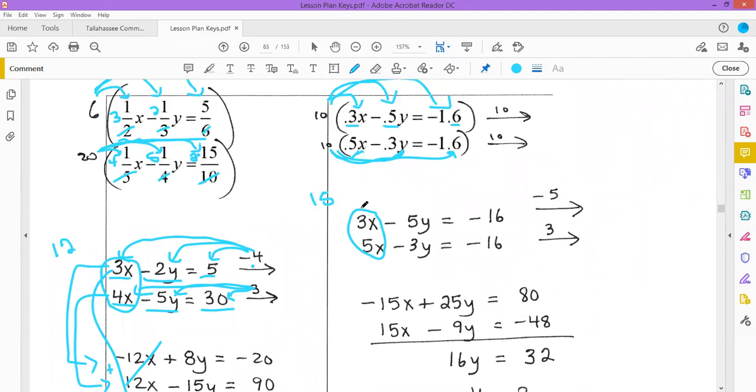So we want one of these terms to be positive 15, the other one to be negative. We chose negative as the top term. So we're going to multiply everything in that top equation by negative 5 and everything in the bottom equation by positive 3. So negative 5 times 3x gives us negative 15x.